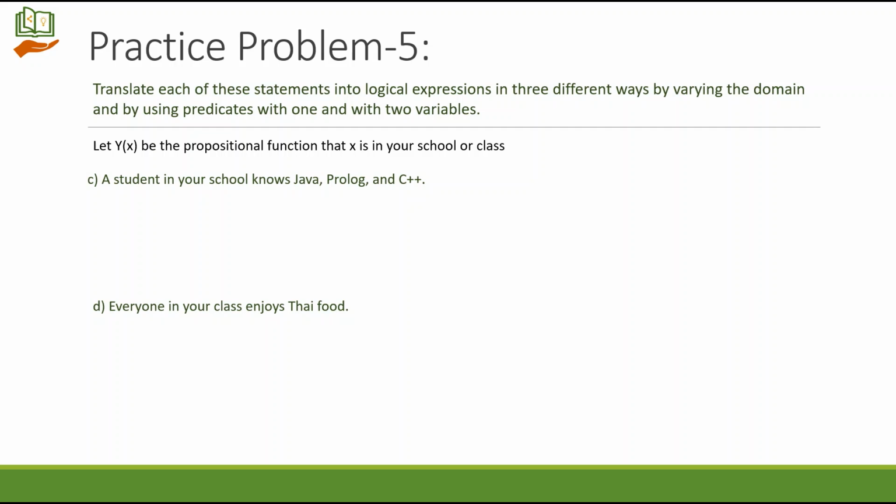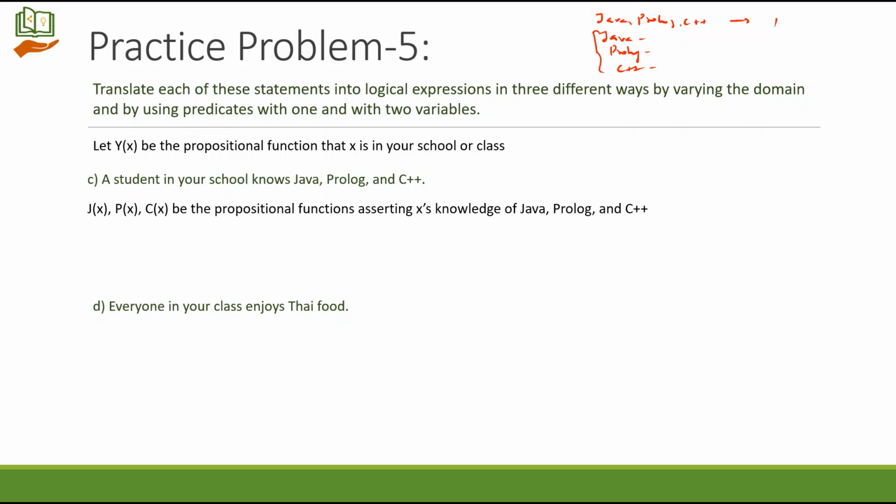Now we will go to the C statement. Y of x is just going to remain the same. A student in your school knows Java, Prolog and C++ language. There are two ways of mentioning this predicate. You can mention Java, Prolog, C++ under one predicate, or you can use a predicate for Java, a predicate for Prolog and a predicate for C++. For better understanding, we will go with these three options. J of x, P of x and C of x be the propositional functions asserting x knowledge of Java, Prolog and C++. So this is J of x, this is P of x and this is C of x.